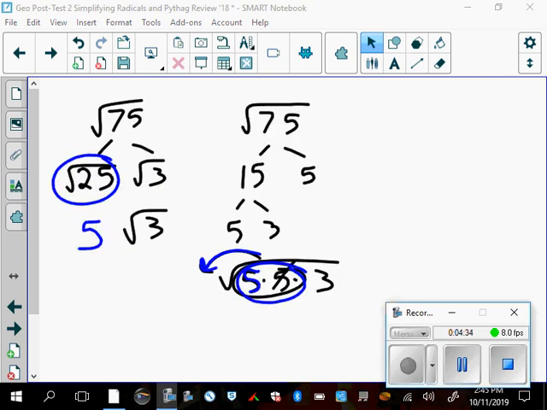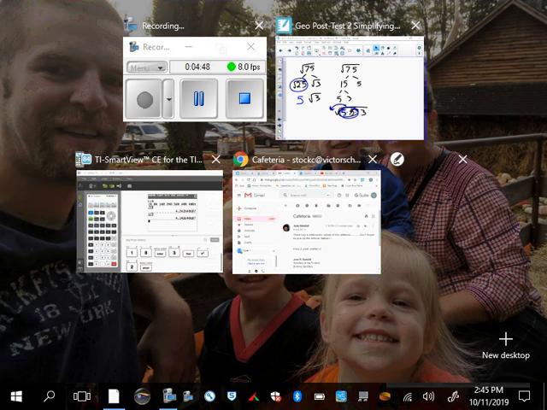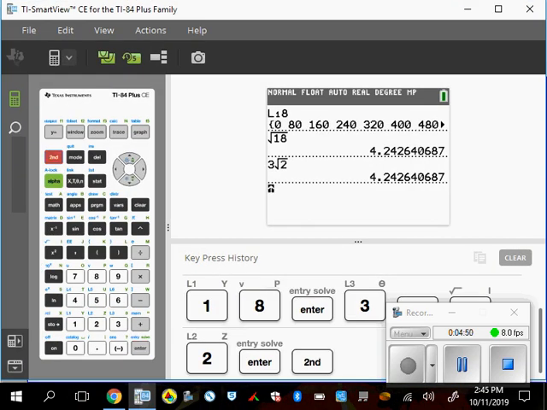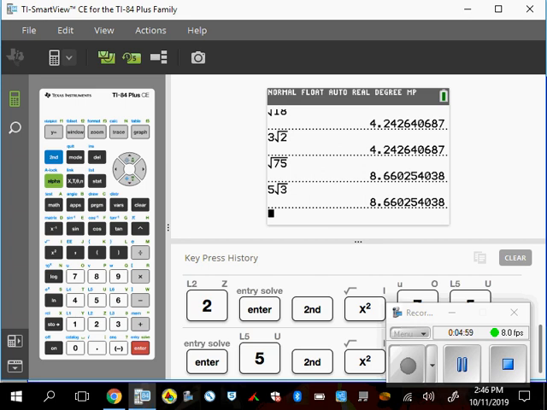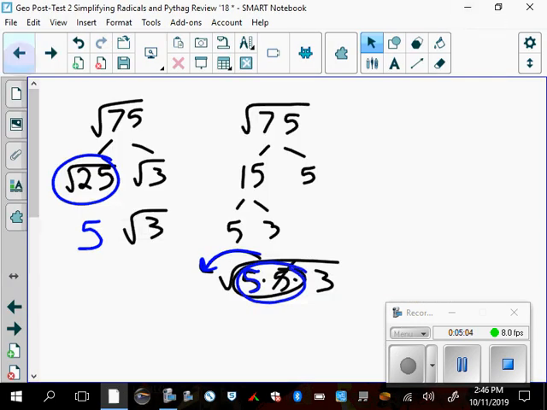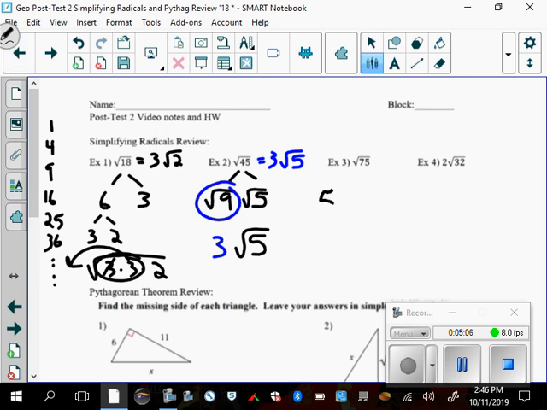All right, so either way that you do this, I tried to show you with taking out the biggest perfect square, 25, or breaking it into its prime factors, which are 5, 5, and 3. Either way, I end up with 5 radical 3. I know this may seem tedious to type something in your calculator, but if you ever want to know if it's right, you type them both in your calculator and determine, do they give me the same decimal? Both of them give me this 8.66 decimal. Therefore, this is 5 radical 3.